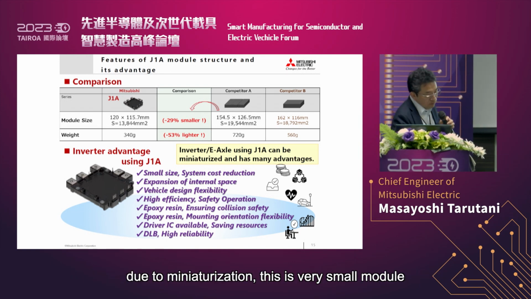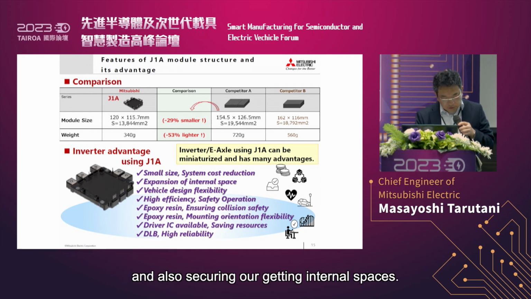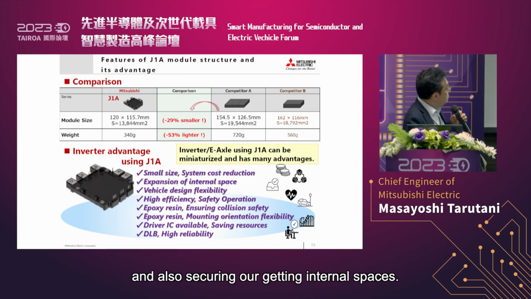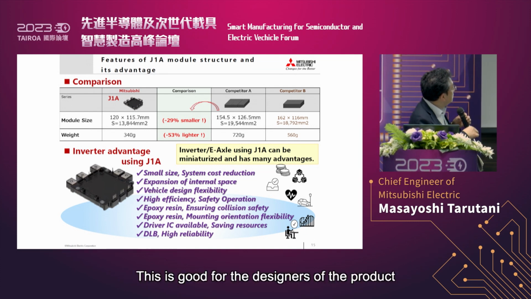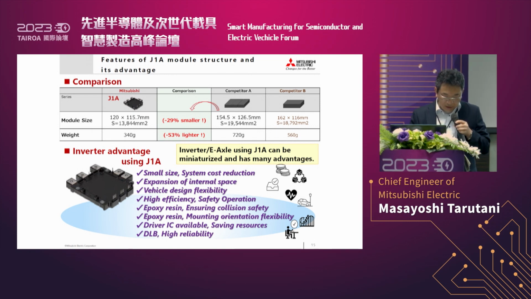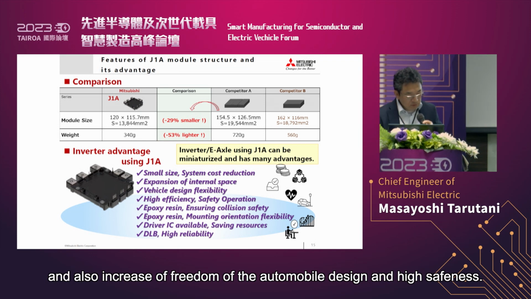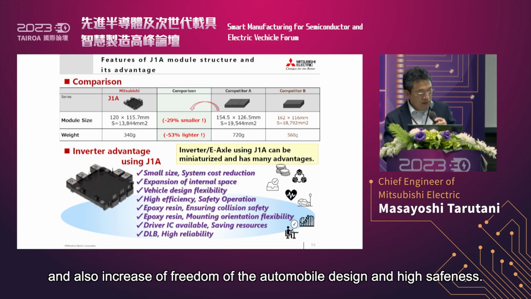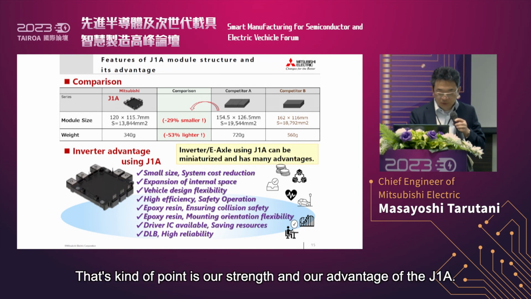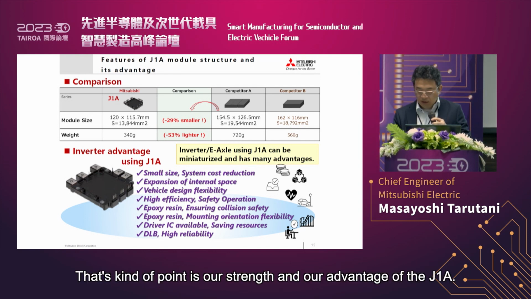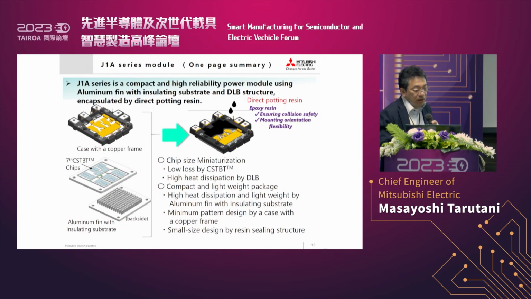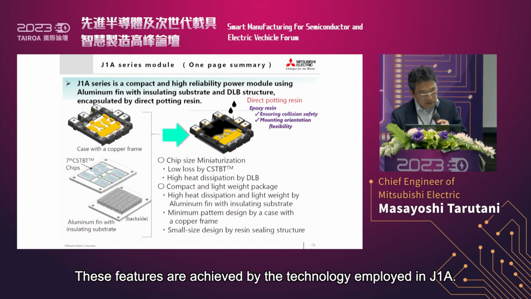This is a very small module. And also securing internal spaces. This is good for the designers of the product. And also increased freedom of automobile design and higher safety. Such points are our strengths and our advantages of the J1A. And these features are achieved by the technology employed in J1A.